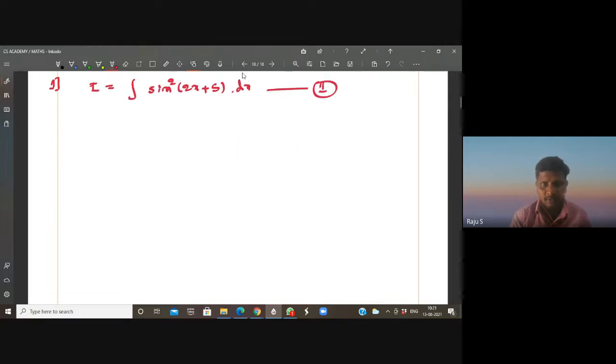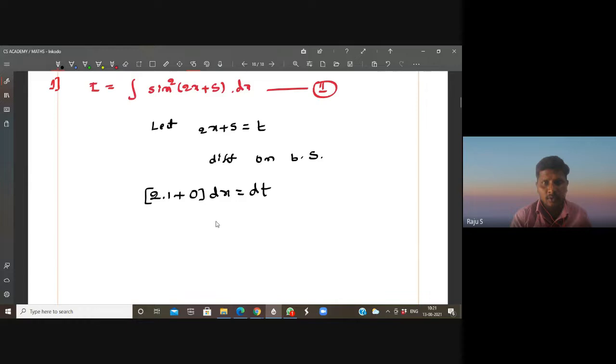Concentrate. See, first one, substitution method. Let us take this 2x plus 5 is equal to some other variable t. Now differentiate on both sides. 2 into x derivative is 1, plus 5 is a constant, its derivative is 0, into dx is equal to dt. Finally, dx is equal to dt by 2.